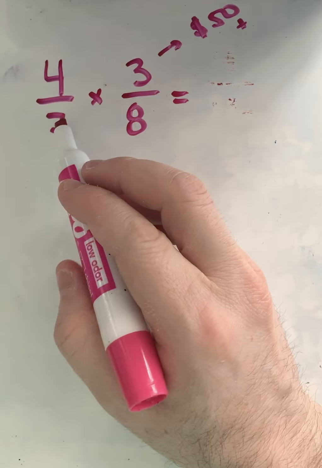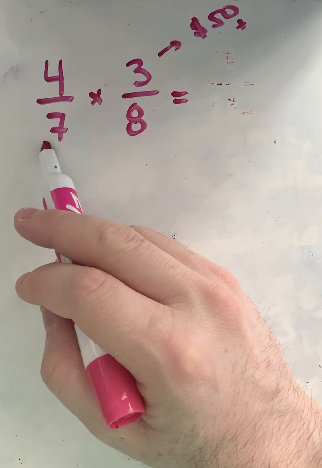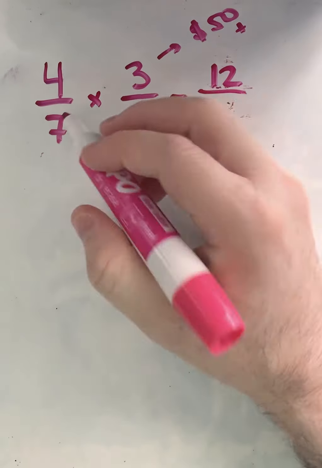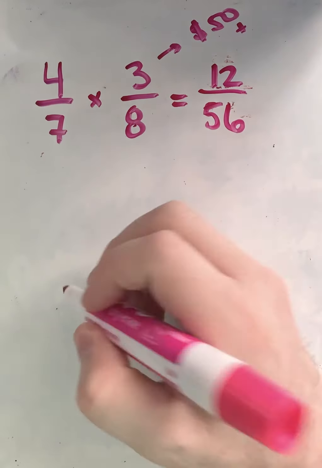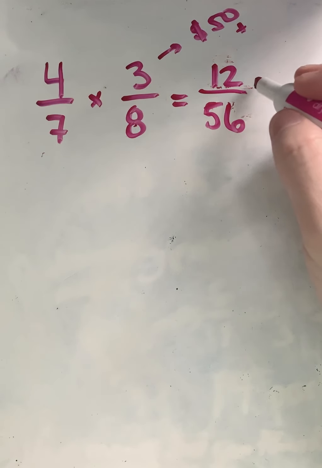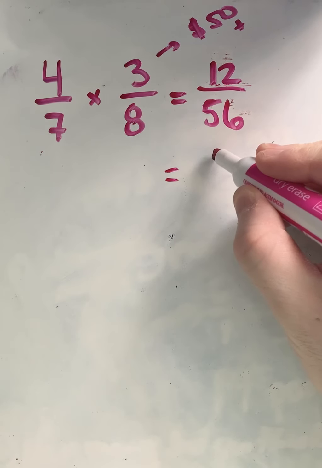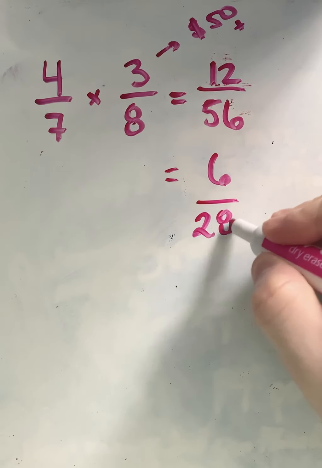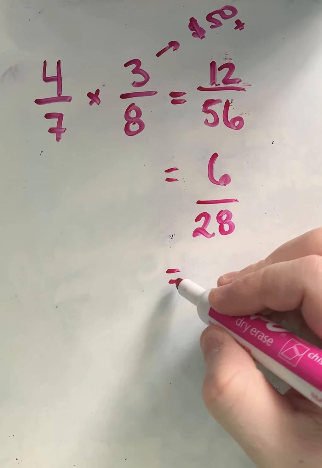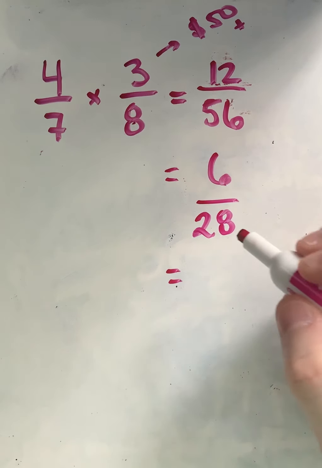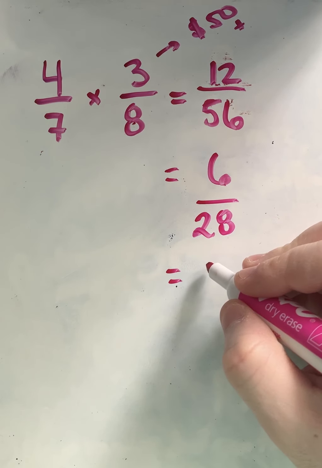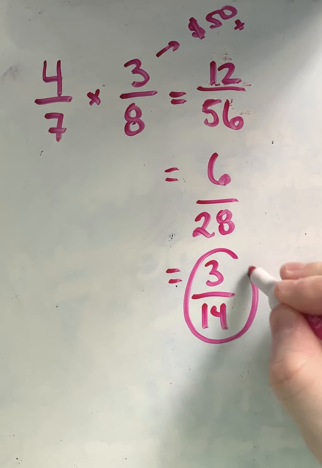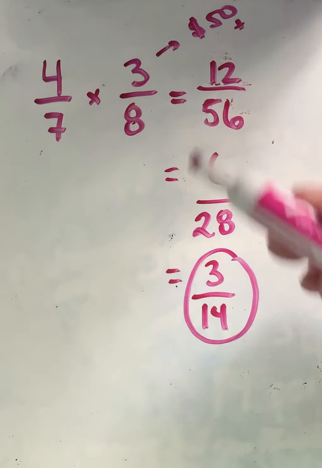So we're going to multiply these two together, right? This is our over $50 people, and this is the people who donated in the class. So 3 times 4 is 12. 7 times 8 is 56. We can reduce this, right? If we're reducing by 2, the next answer will be 6 over 28. We can still reduce that a little bit further. We'll divide that by 2 again. We'll get 3 over 14. So 3/14 of the class raised over $50.